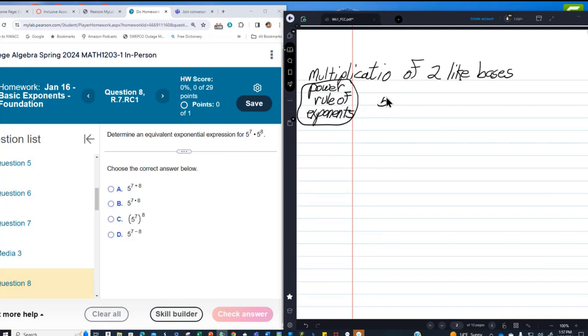So here we have a base 5 raised to the 7th power. I'm multiplying by base 5 raised to the 8th power. The bases are alike. They're the same. So the answer is 5 raised to the 7 plus 8 power. And over here, A is the right answer. You have the base 5 raised to the 7 plus 8 power. Of course, it's not asking for it, but normally, you would add 7 plus 8. 7 plus 8 would be 15. So that would be 5 to the 15th. The power rule for exponents.